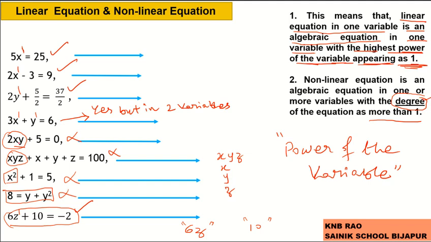Here the degree of this is 2, therefore it is not. The degree of this equation is 3, therefore it is not. The degree of this equation is 2, therefore it is not a linear equation. The degree of this equation is 2, that's why it is not a linear equation. Okay. So, with this we can say what are linear equations and what are non-linear equations.